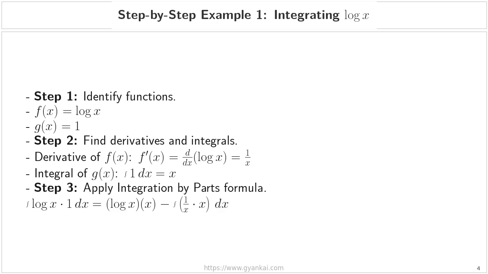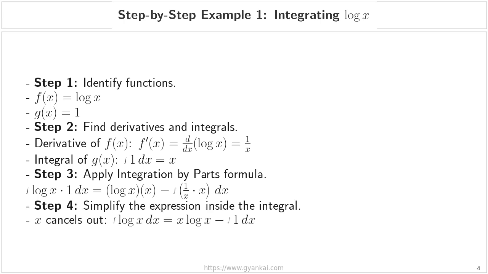Step 3, apply integration by parts formula. This is where we put the formula into action. Recall the integration by parts formula. The integral of f of x times g of x dx equals f of x times the integral of g of x dx, minus the integral of f prime of x times the integral of g of x dx. Applying this to our problem, the integral of log x times 1 dx equals log x multiplied by x, minus the integral of 1 over x multiplied by x dx.